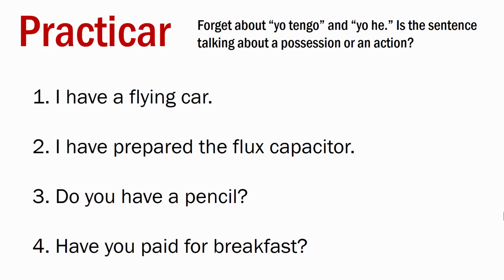I have a flying car. This is possession. I put the word flying in there because that implies some type of action. And I wanted to really give you a test as to whether or not you knew the difference between a verb and words that imply actions but aren't actually verbs. Number 2, I have prepared the flux capacitor. Well, the focus here is prepared, that being an action word.